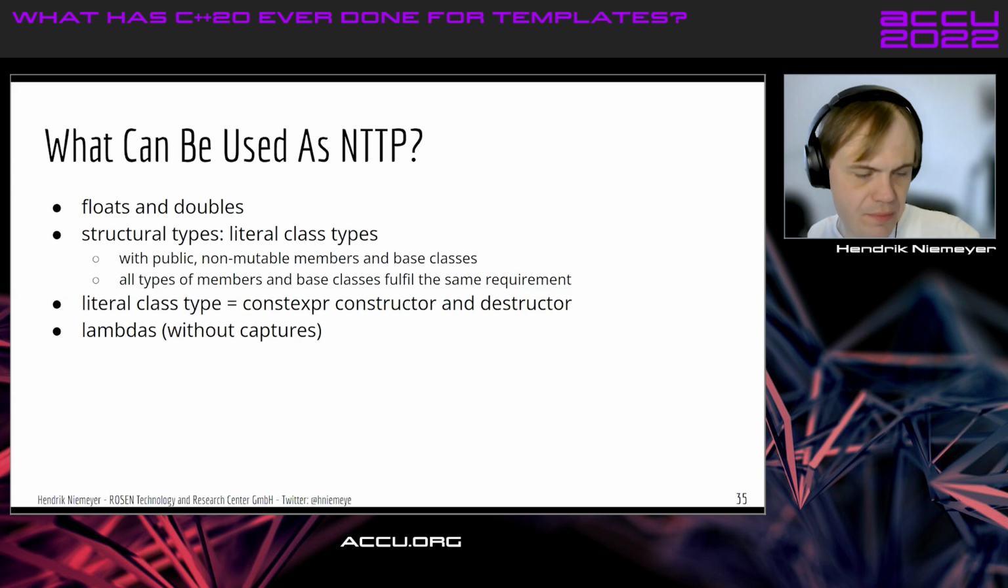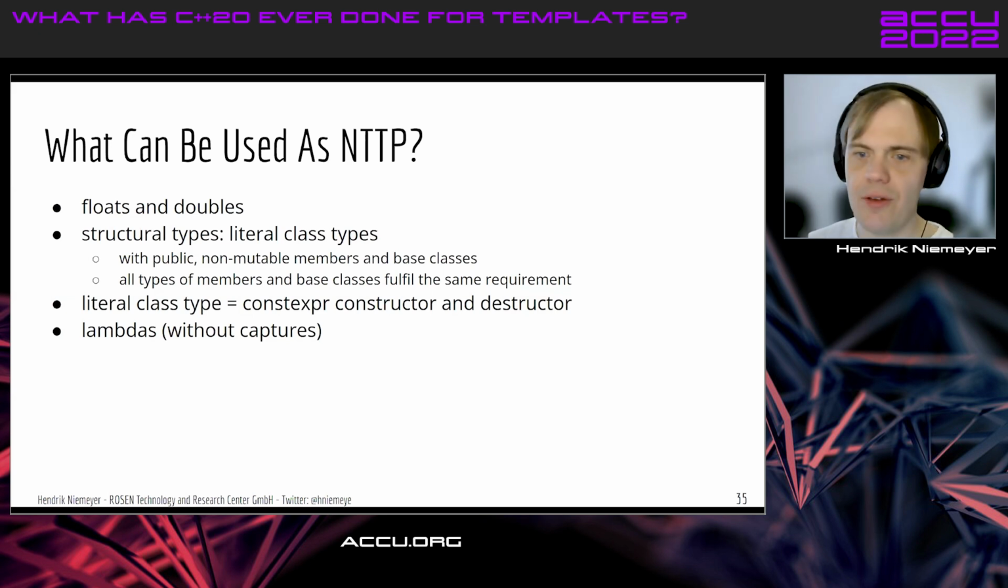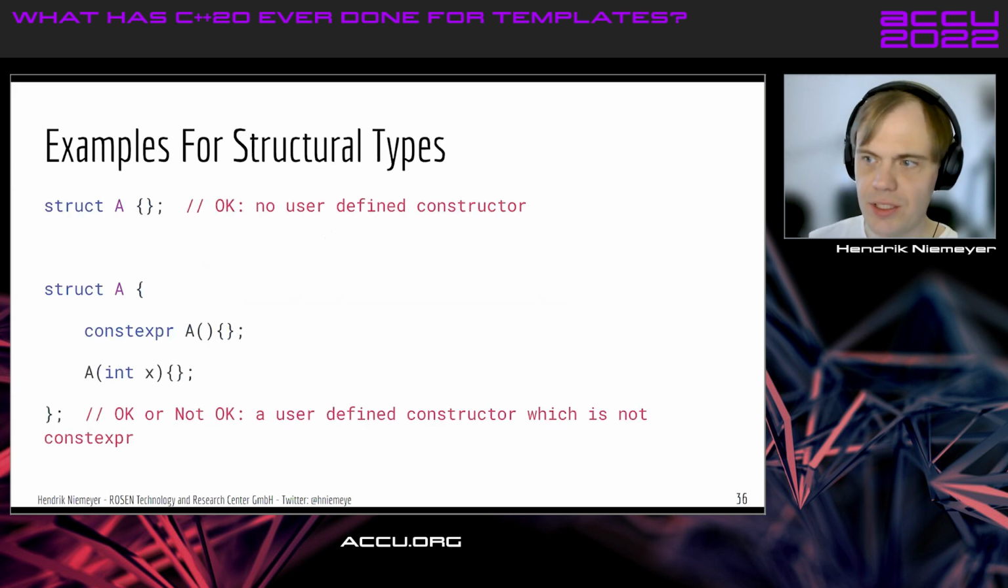Let's have a look at how structural types look. Here I have some examples of some structs, and we will now discuss whether we could use them as non-type template parameters or not. First example is an empty struct A. And this can be used as a non-type template parameter. It has no user-defined constructors. Everything is okay.